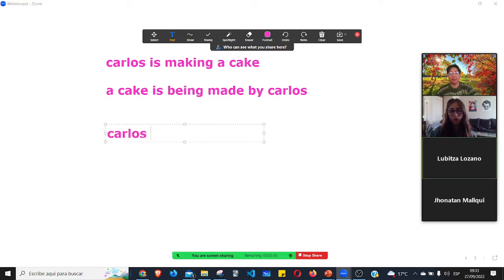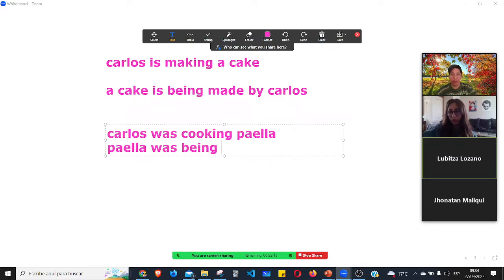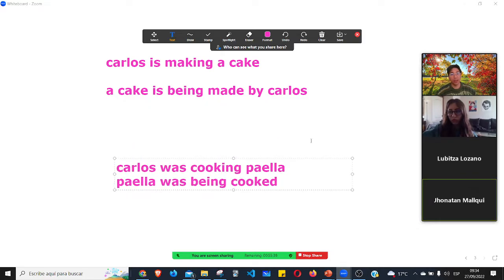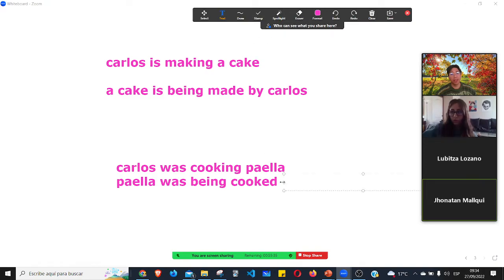What about the passive? Carlos was cooking paella. So you say paella was being cooked. Do you need by Carlos? By Carlos, of course. Did you understand this part? Do you need more examples?